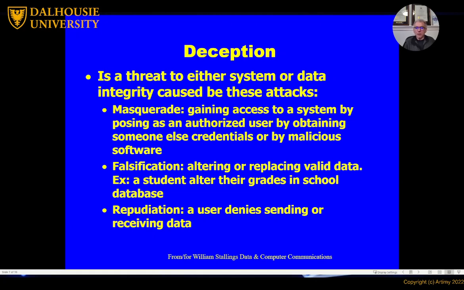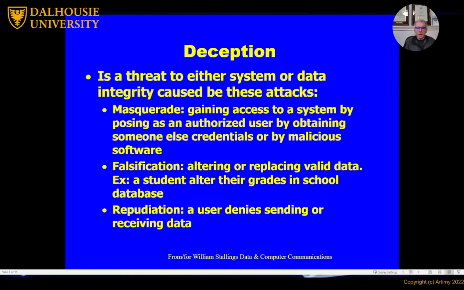Falsification is when data is altered or replaced so that it does some kind of harm. A student could go and alter their grades, right? They give themselves extra marks. Or an employee goes and changes their records to erase some bad remarks about them, or give themselves a raise or extra vacation or something like that.